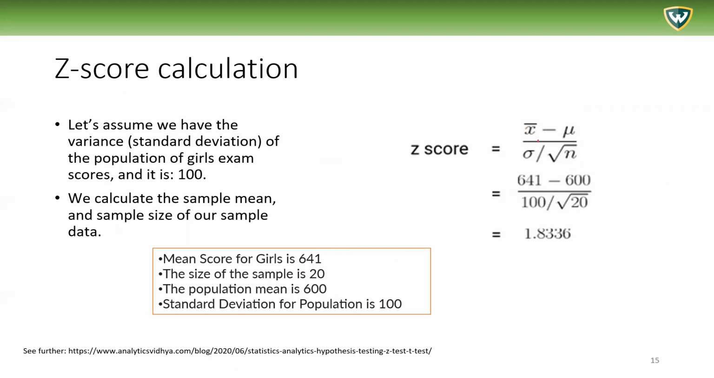It's actually just four separate values: sample mean, population mean, divided by the standard deviation of the population divided by the square root of the sample size. And we get this number over here, 1.8336, which is, remember, the z-score, the standard score, the number of standard deviations from the mean. So that's 1.83 standard deviations from the mean. So that value that we got, 641, is 1.83 standard deviations from the mean. Actually, that's pretty much what it means, assuming that the mean was 600.